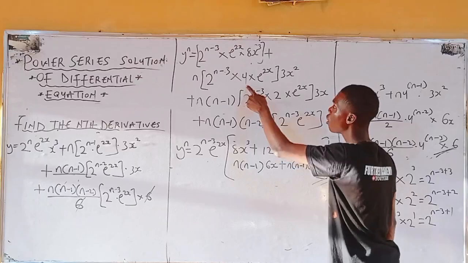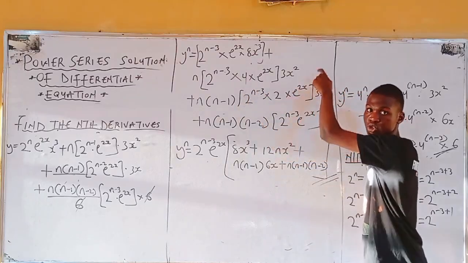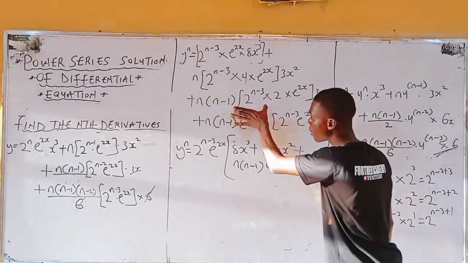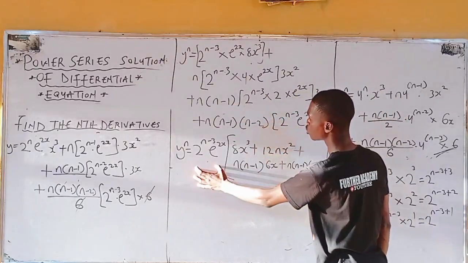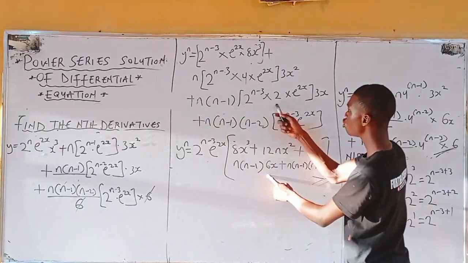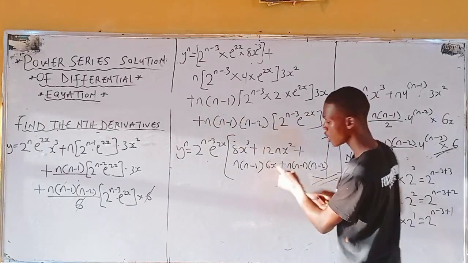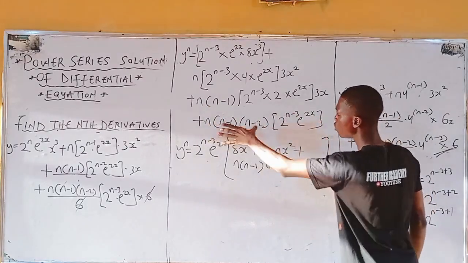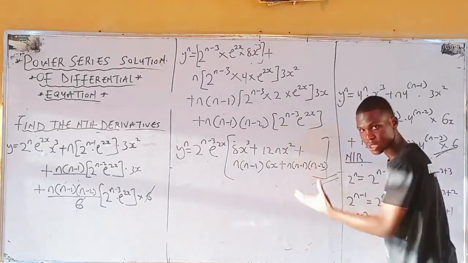Plus this second term, by the time you bring out this, you'll be left with what? N multiplying 4 multiplying 3x cubed. It becomes what? 12n squared. This is it. Plus the third term, by the time you bring this out, you'll be left with what? N multiplying this, right? Multiplying 2 multiplying 3x, meaning 6x. Plus this last term, by the time you factor out this, you'll be left with this plus this. So that's how we got it.